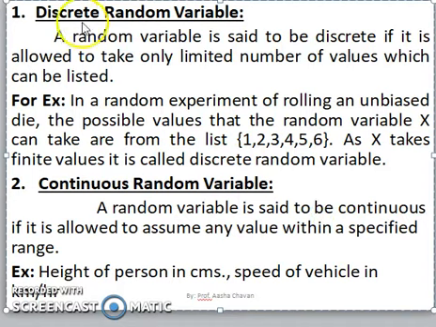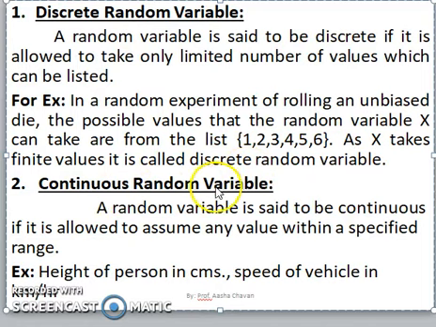Now what is a discrete random variable? A random variable is said to be discrete if it is allowed to take only a limited number of values which can be listed. For example, in a random experiment of rolling an unbiased die, the random variable x can take a value from the list 1, 2, 3, 4, 5, 6. As x takes finite values, it is called a discrete random variable. The word itself suggests discrete. It's nothing but values which can be listed down, which can be counted.